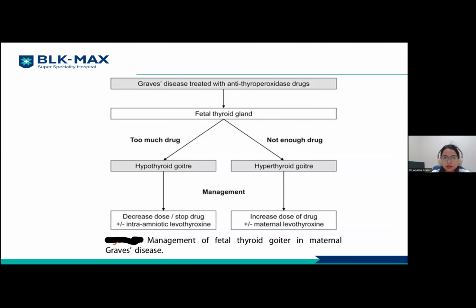So, mothers who are treated with anti-thyroid drugs can have two presentations. If the drug dose is too much, it can cause hypothyroid goiter, in which case we have to decrease or stop the drug, or give an intra-amniotic levothyroxine injection. And if there is not enough drug, it can cause hyperthyroid goiter. In this case, we can increase the dose of the drug or simultaneously supplement the mother with levothyroxine.